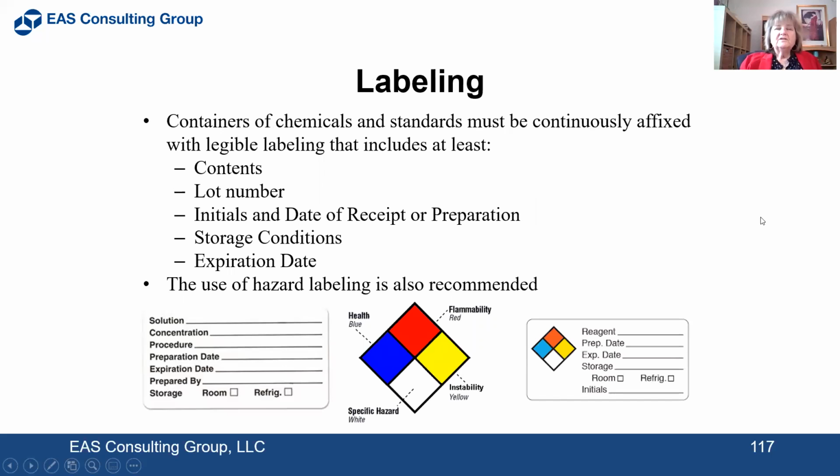Labeling. Containers of chemicals and standards must be continuously affixed with legible labeling that includes at least the contents, the lot number, initial and date of receipt or preparation, the storage conditions, and the expiration date. The use of hazard labeling is also recommended and often required by your local fire department. So there are some examples of some labels.